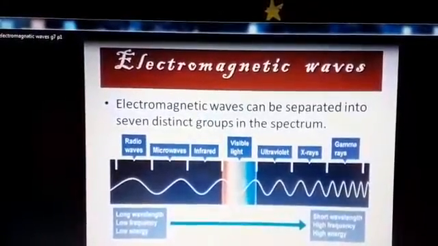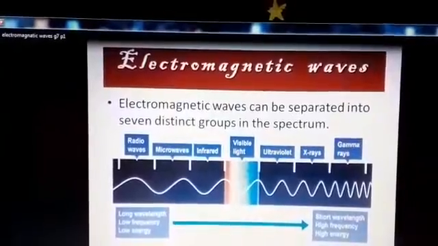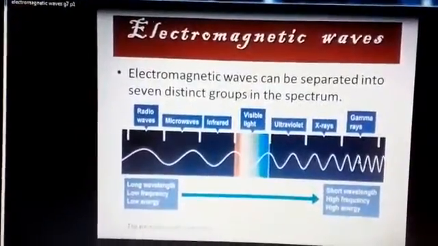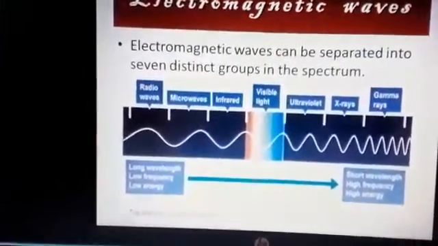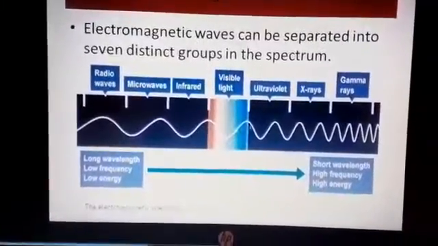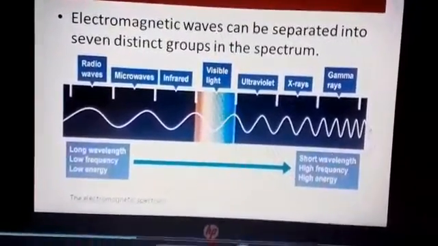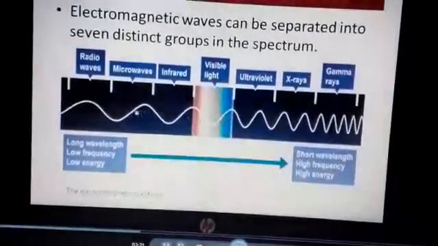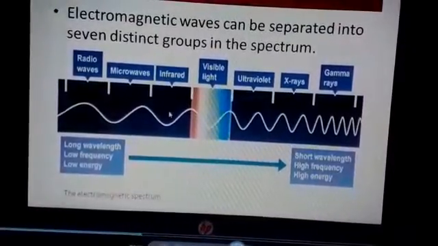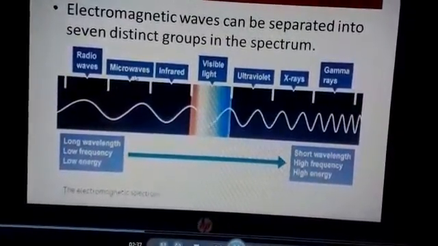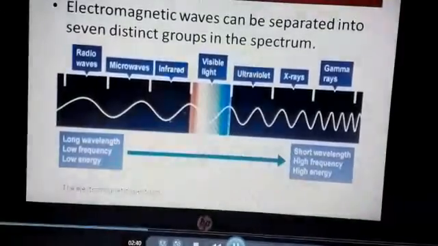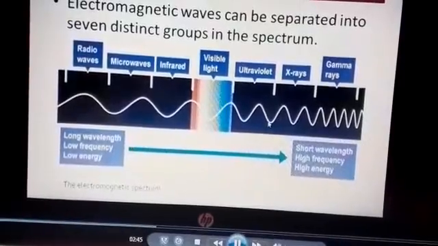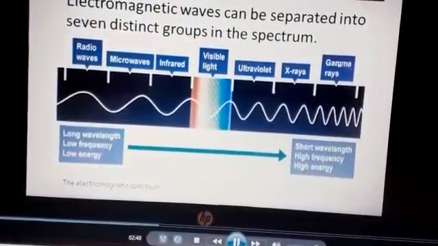Now, the types of waves in the spectrum are arranged according to wavelength and frequency. The ones with the longer waves are placed here. The ones with the shortest waves are placed here. Now, you can see we have different types, and some of them we are very familiar with, like visible light. I'm sure you are also familiar with microwaves, and what else? Maybe X-rays. I'm sure you have heard of that. What else? Maybe gamma ray is new for you.